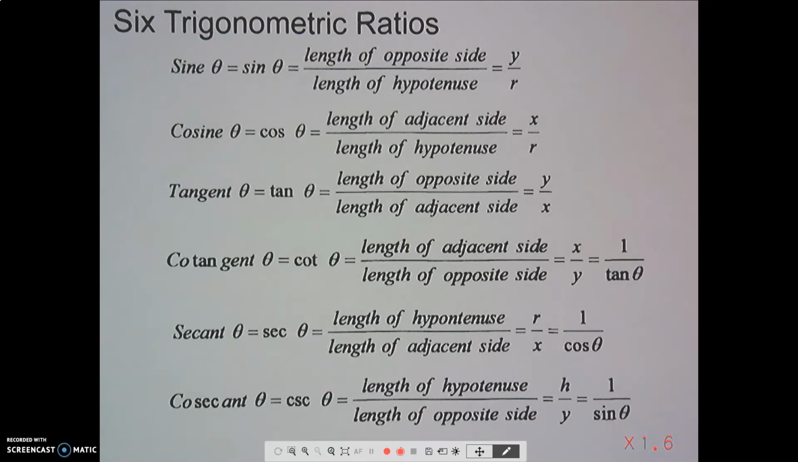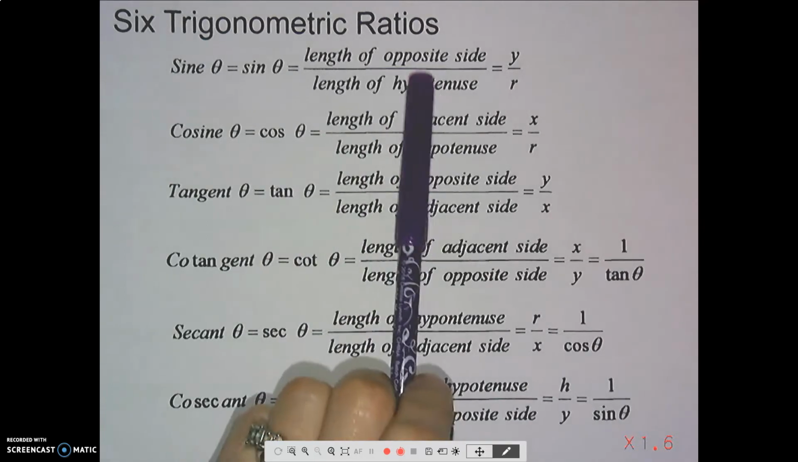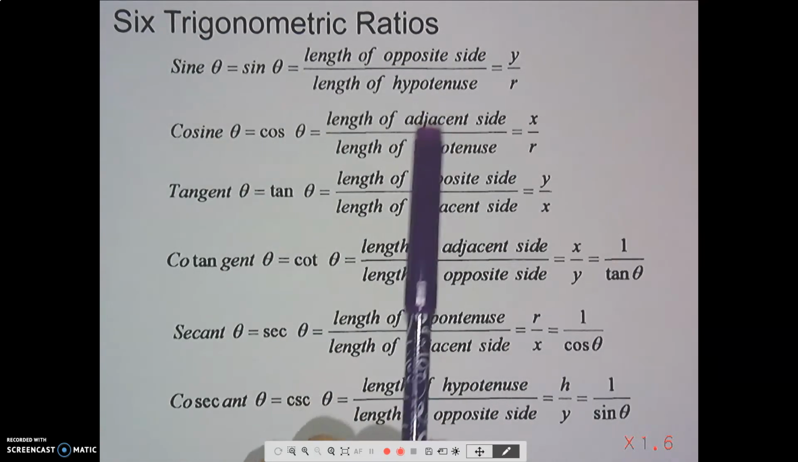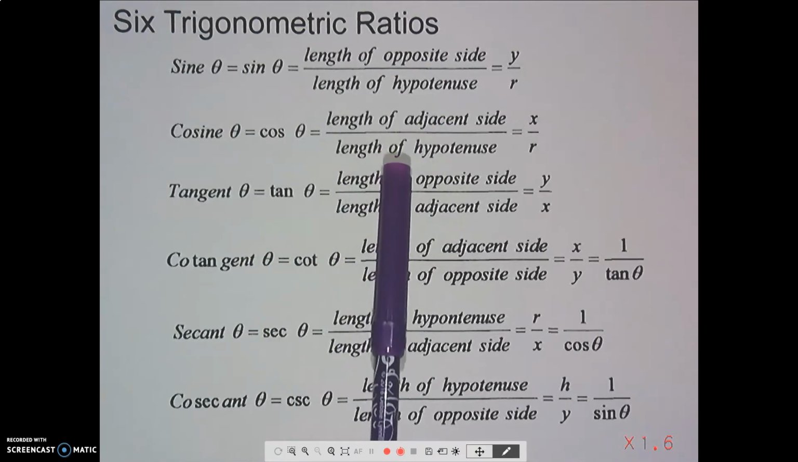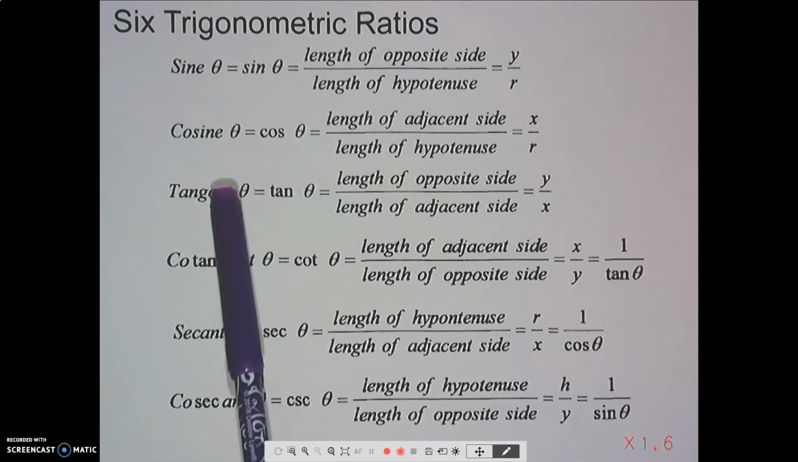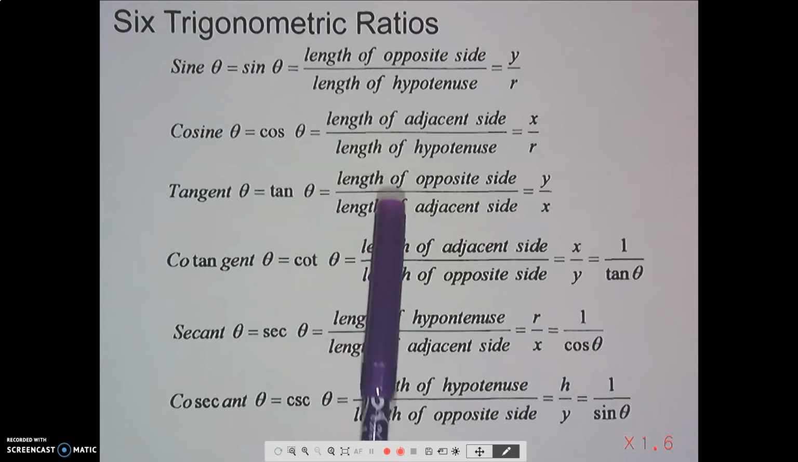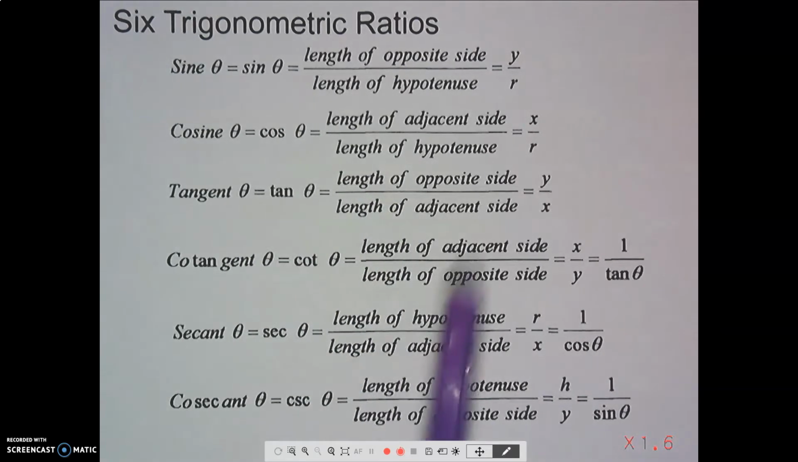Just to refresh your memory, the sine is the opposite over the hypotenuse. The cosine is the adjacent over the hypotenuse. And the tangent is the opposite over the adjacent. So why are there these y's and r's and x's over here?